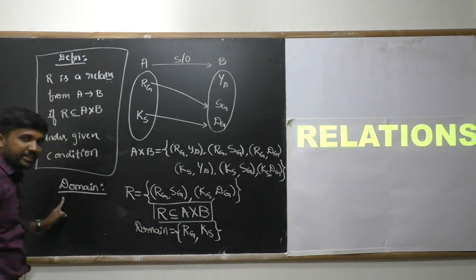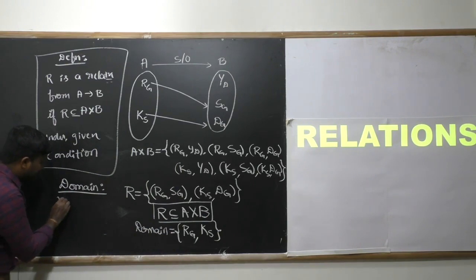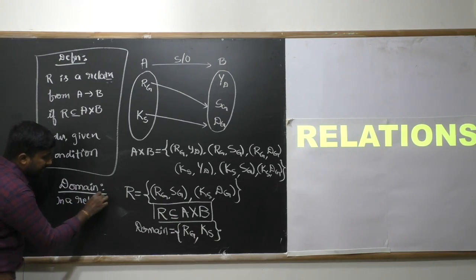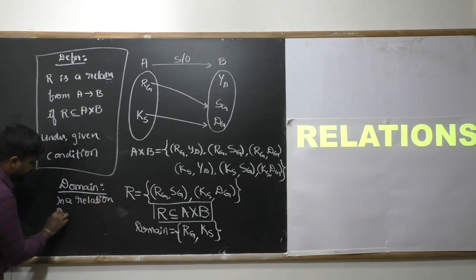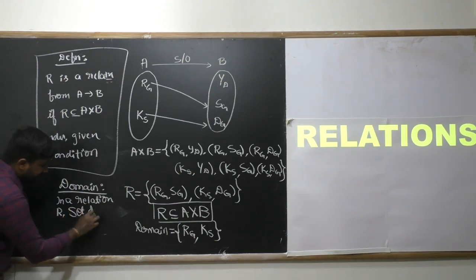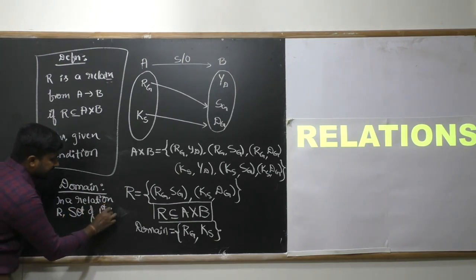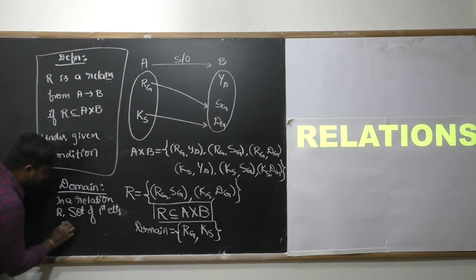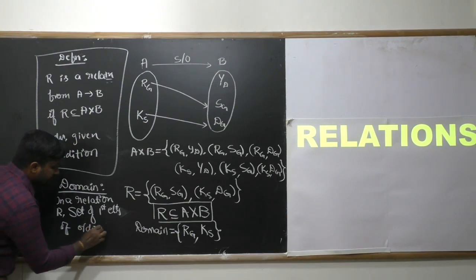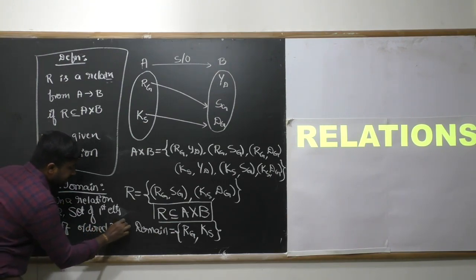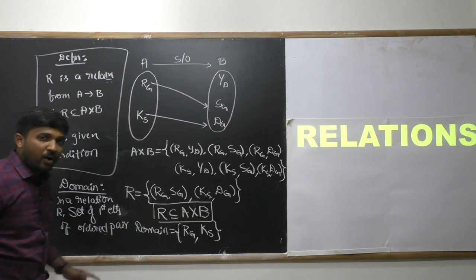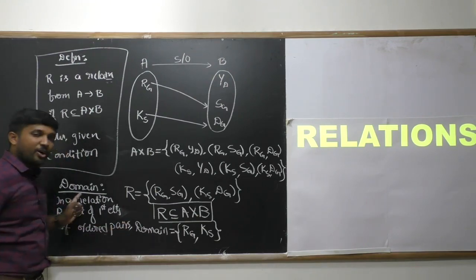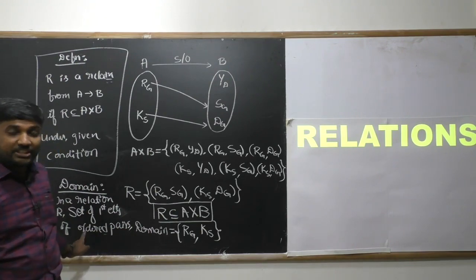Okay, what is the formal definition? In a relation R, the set of first elements of the ordered pairs is called the domain. Please note down the first definition.